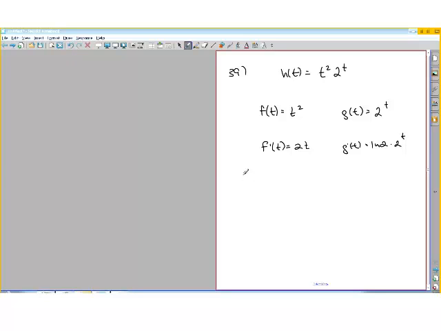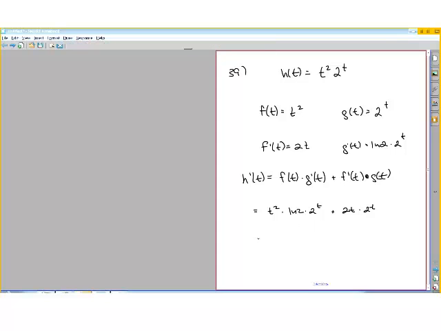So at this point, all we have to do is say that the derivative of the product is f of t times g prime of t plus f prime of t times g of t. So we just alternate: one is the derivative, one is the regular function, and then we just plug it in. So you get t squared, which is f of t, times g prime of t, which is the natural log of 2 times 2 to the t, and then we add the second part, which is f prime of t, which is 2t, multiplied by g of t, which is 2 to the t.